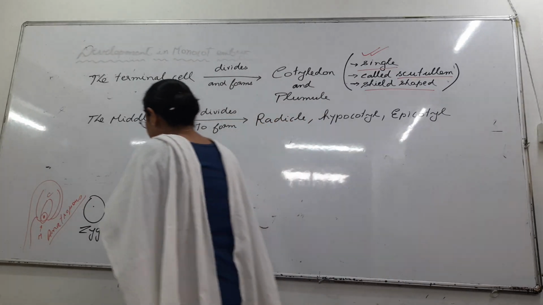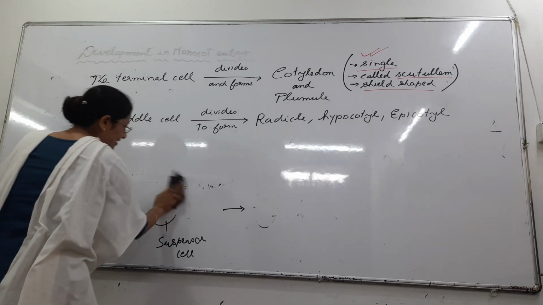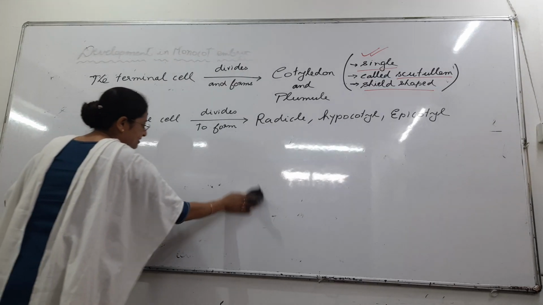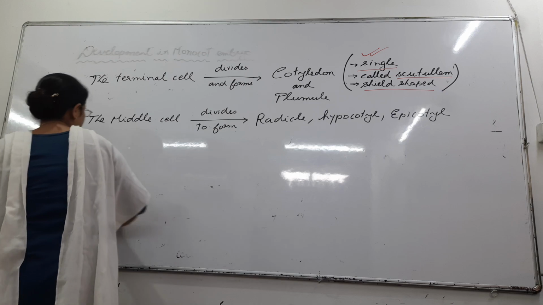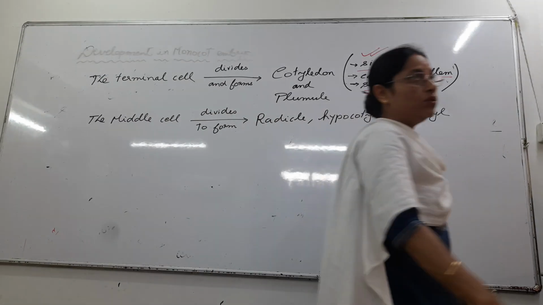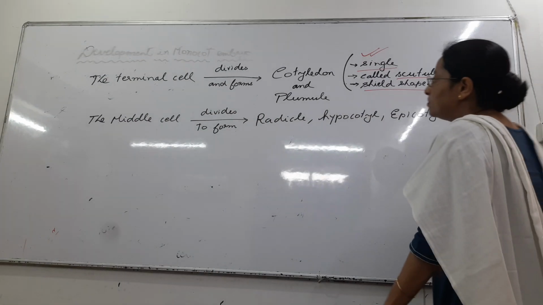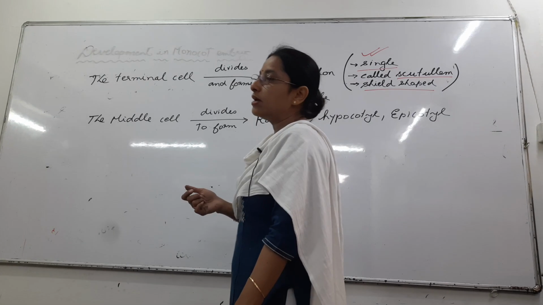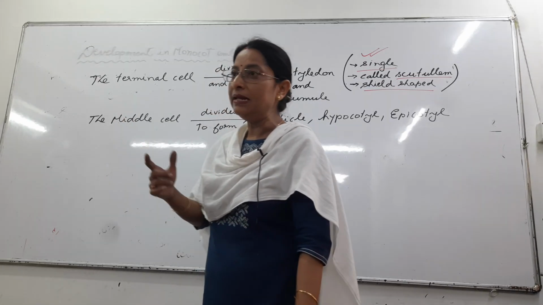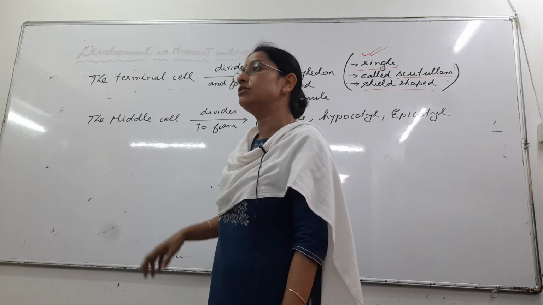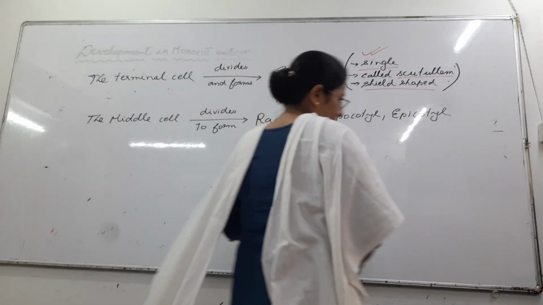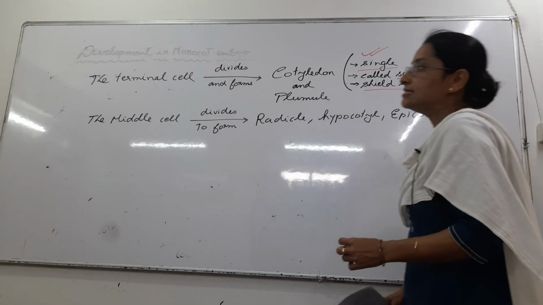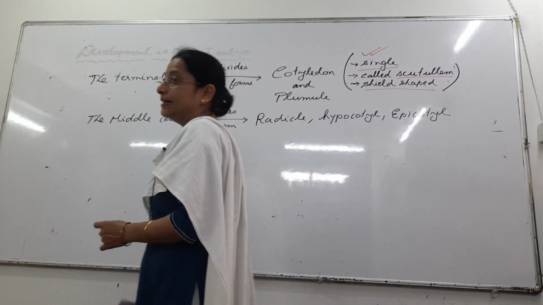And the middle cell will ultimately form the rest of the part, that is the radicle, and the hypocotyl and epicotyl. I think in the last class we have discussed this, right? I think you remember something called the cotyledonary node, right? The portion above the node would be called the epicotyl, and the portion below the node would be called the hypocotyl. The epicotyl would be responsible for the formation of the plumule, and the hypocotyl area would be responsible for the formation of the radicle.